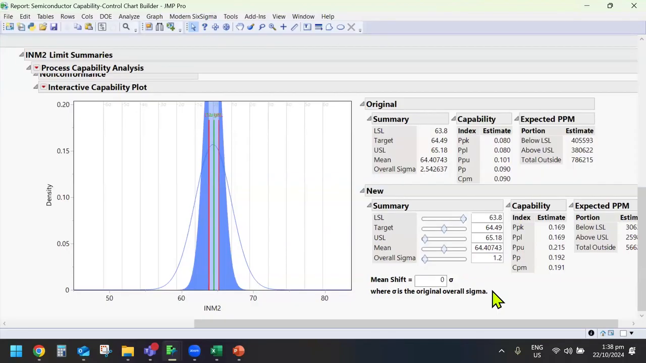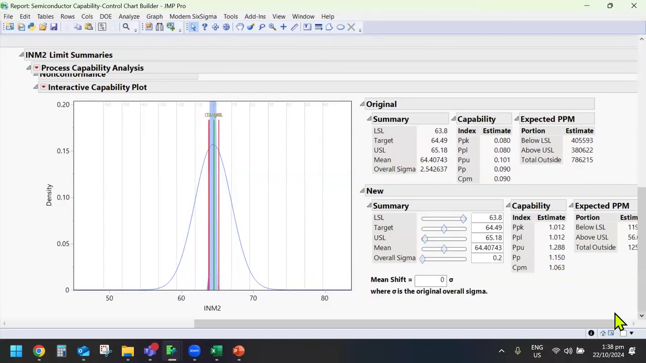Actually, the big achievement to the CPK, not really. Maybe you need to reduce further, let's say, a very aggressive 0.2. Yeah, it's quite high. One is already one. It's quite high. Can your process do so?